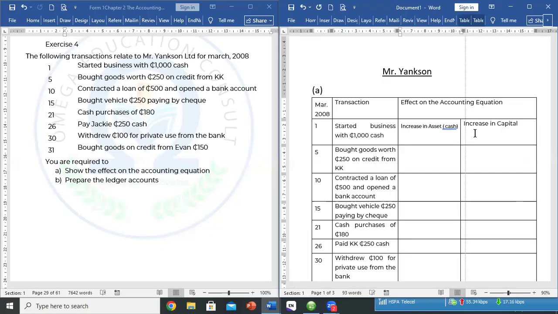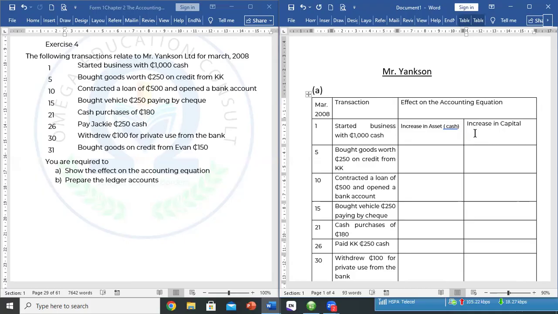Okay. So we have an increase in asset cash and an increase in capital. Professors, you should always know that anytime the owner starts a business, or invests in a business, the business asset will increase and the business capital will also increase, as simple as that. Now I said that I will do the T account, or the ledger account, concurrently so that you can follow.